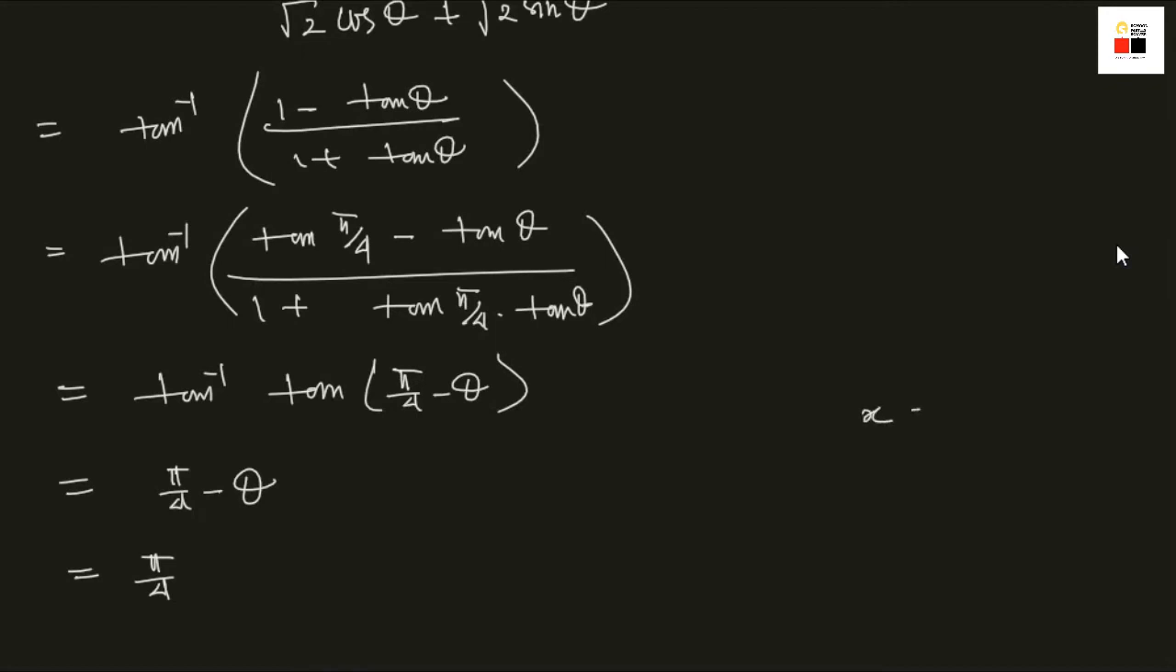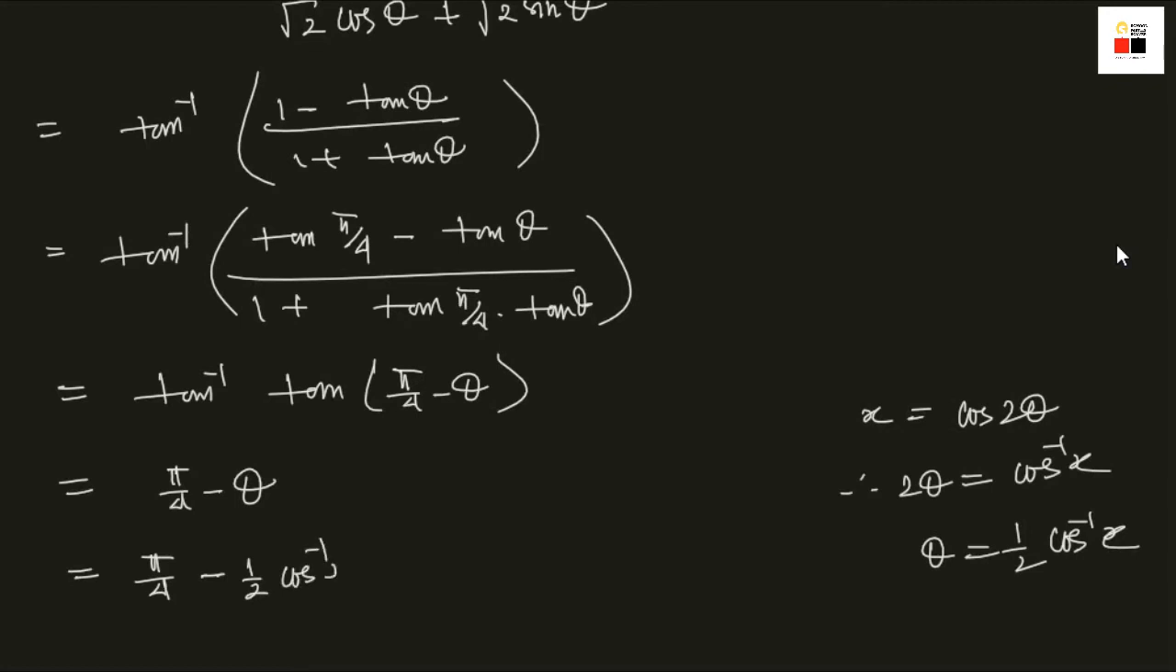Previously we took x equals cos 2 theta. Therefore 2 theta equals cos inverse x, theta equals half cos inverse x. Answer will be pi by 4 minus half cos inverse x. Sorry, this is a proof kind of problem. This is equal to RHS. Proved.